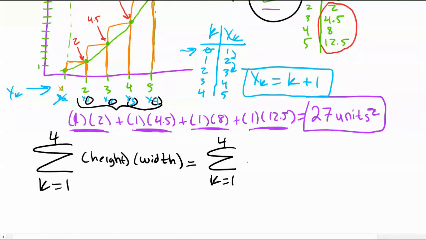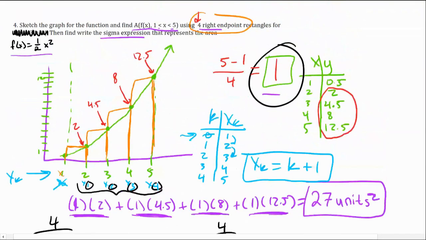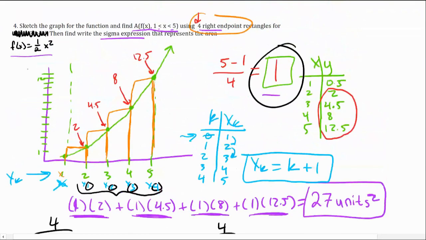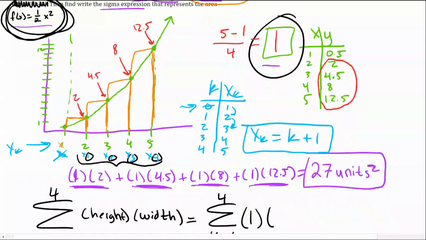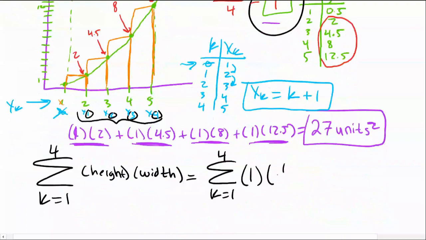So now I'm going to rewrite closer to my final answer. I'm doing the width first here. Please don't be mad at me. Now the height I'm going to get from the original equation that I was given from the very beginning, because the heights are always my y values of that original function. So I am going to rewrite my original function here as 1/2 and then x squared, but instead of x, I'm using x sub k because I'm using different x values each time.